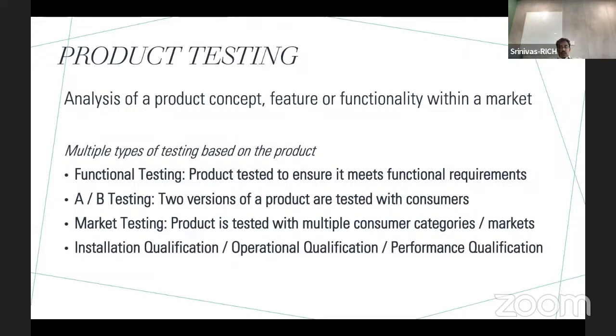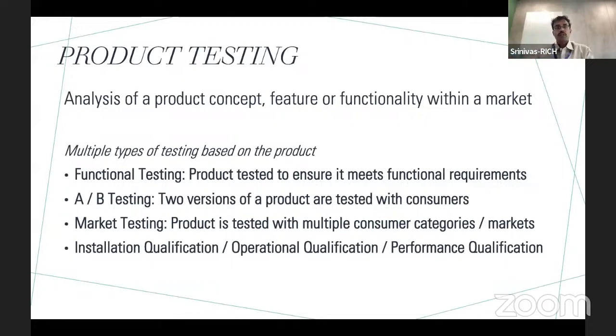Now, IQ, OQ, PQ, as it is very commonly known, is a very large framework by itself, which looks at how a product which is developed can be qualified for the field. So when a product is functionally tested and certified, everything is there, you take it to a field, you install it in, let us say, a factory or something. You first have to do installation qualification, and there's a checklist for installation qualification, a run time execution exercise that you have to do for that.